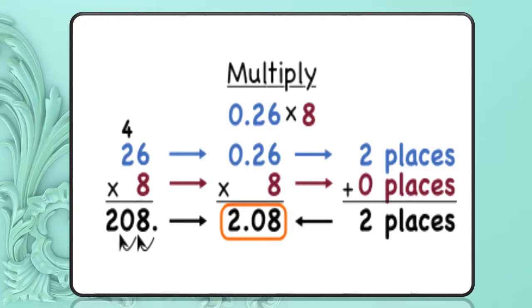So in the third point, we have to put the point in two places moving from right to left. As you move from right to left, we have two decimal places, so we will put the point in between 2 and 0. So our answer will be 2.08.